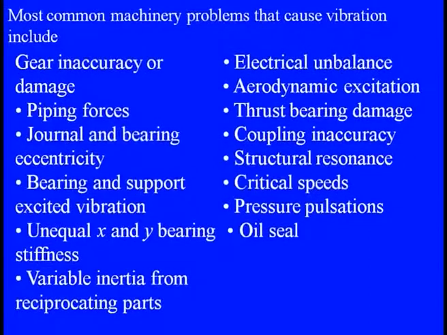Even if there is no damage, vibrations can come due to stiffness, inertia force, or self-excited vibrations. Sometimes structural resonances can also create vibration. The bearing support, the casing of the outside bearing support, can also excite and create vibrations, as can electrical unbalance, thrust bearing damage, or pressure pulsation. These are the various types, and when we look at machine vibration, these are a few of the causes which are always there for vibration generation.